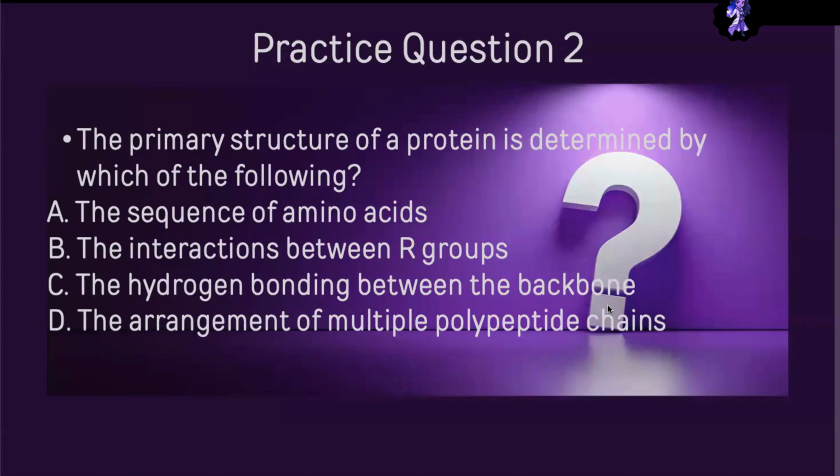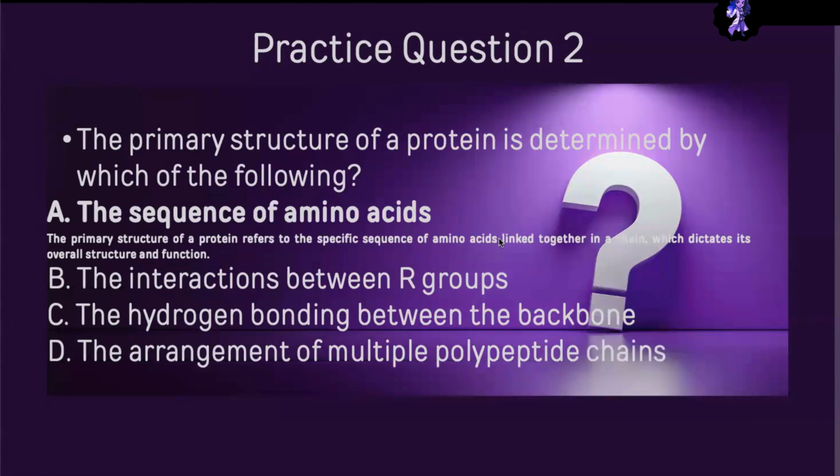Let's take a look at this question here. Take a moment, pause your screen, and review the question. Once you're done selecting your answer, make sure to unpause the video. Okay, now that you're done reviewing the question. The question asks, the primary structure of a protein is determined by which of the following? And the answer is amino acids. Remember, amino acids are the basic building block of any protein.